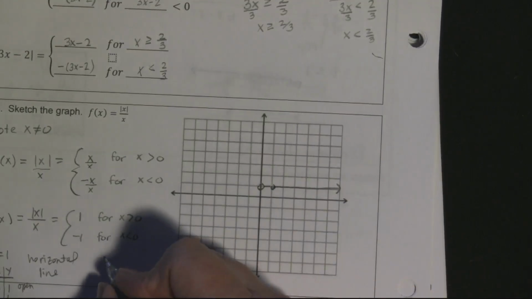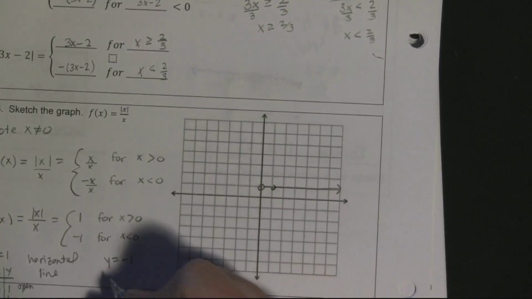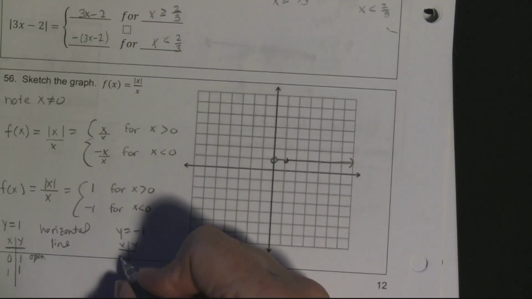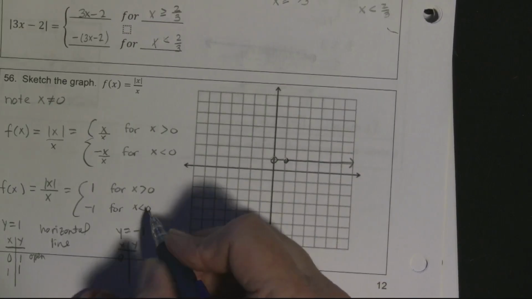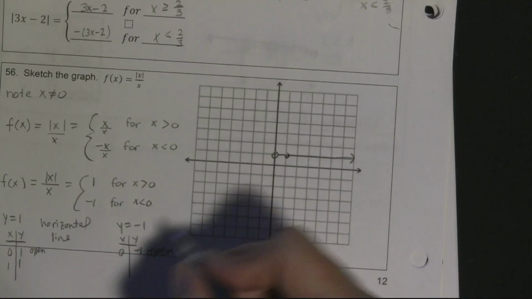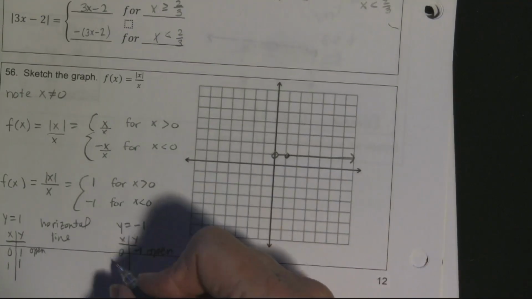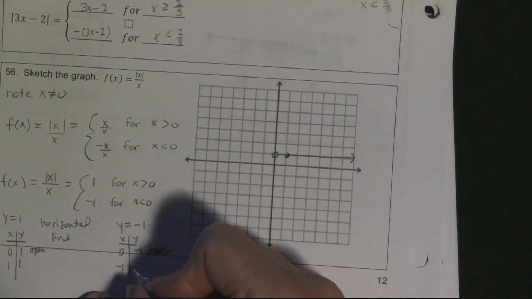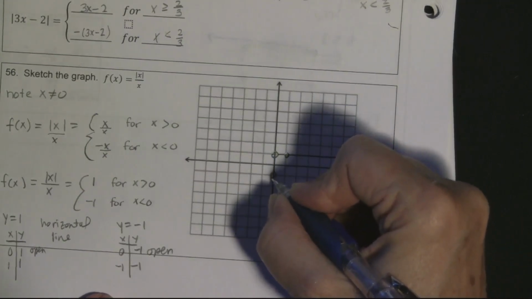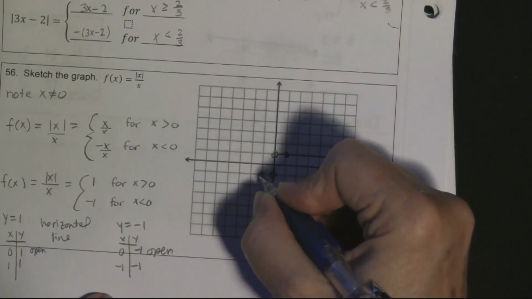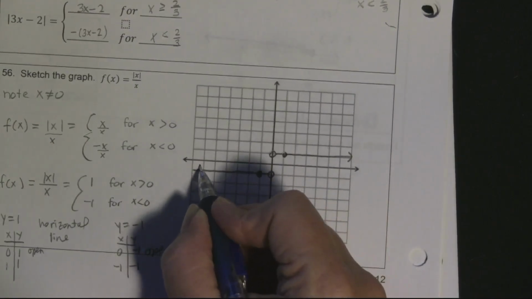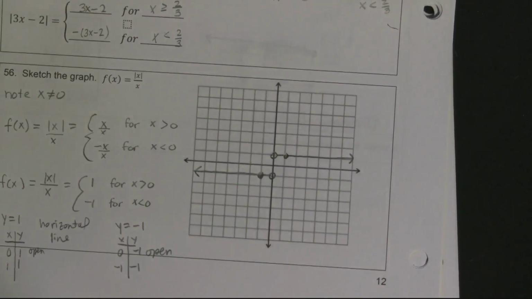And then same here, I have y equals negative 1. So I'm going to have my x and my y, right? The boundary is 0, and in this case it would be equal to negative 1, and it should be open. Then I'm going to pick values that fall into this category, like negative 1, and that will be equal to negative 1. So I'm going to plot over 0, down 1, over negative 1, down 1, and it's also a horizontal line. So that's what the graph of this looks like.